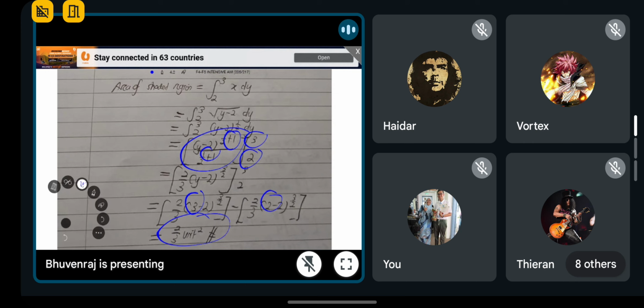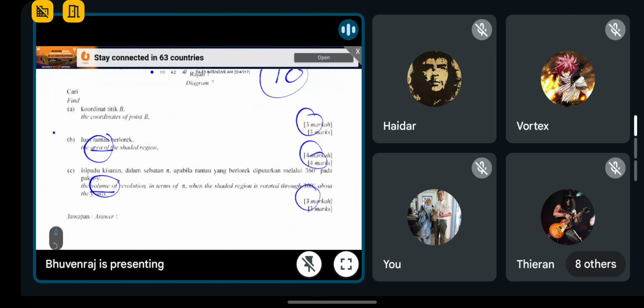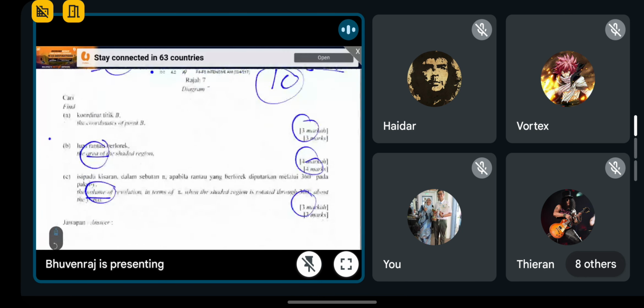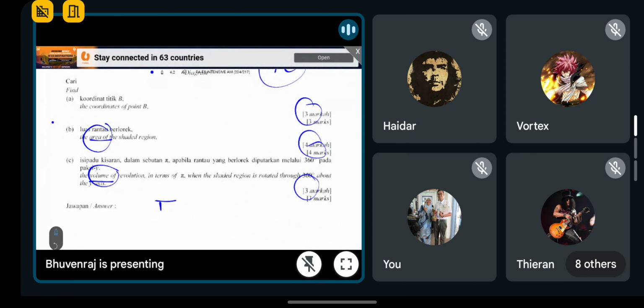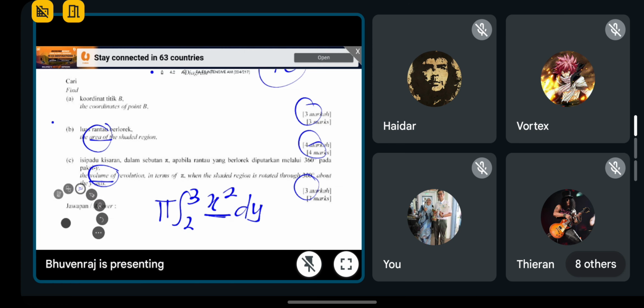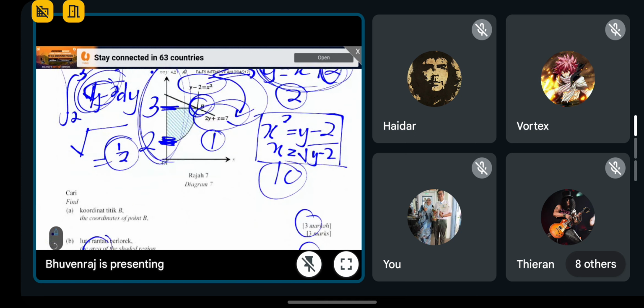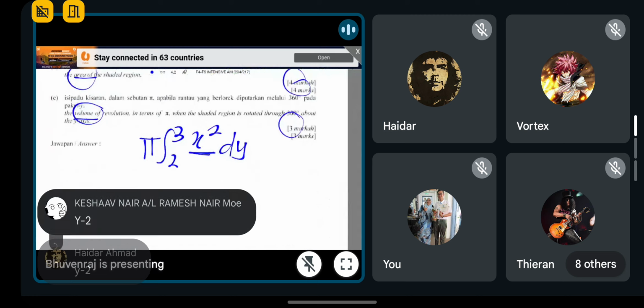Okay, so next one, interesting part is the volume. Okay, cari isi padu janaan. So wait now, let me go down. So they ask volume of revolution when shaded region rotated 360. Okay, guys. So now can you tell me pi integrate 2 to 3 dy. So can you tell me what is over here? Apa saya perlu letak kat sini? Very good. So what is your x square over here? What should I write for my x square based on the equation here? What should I substitute? Yeah, y minus 2, correct.